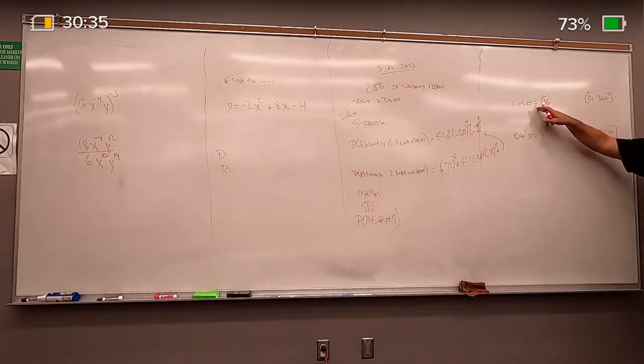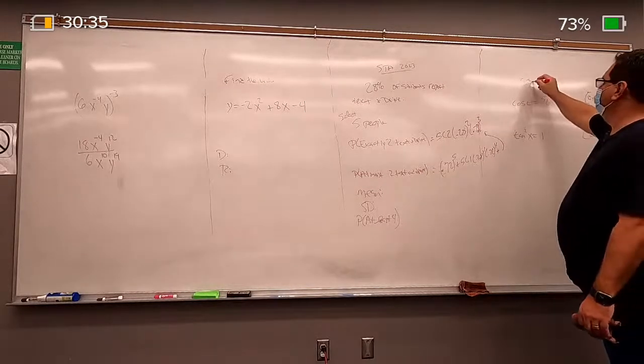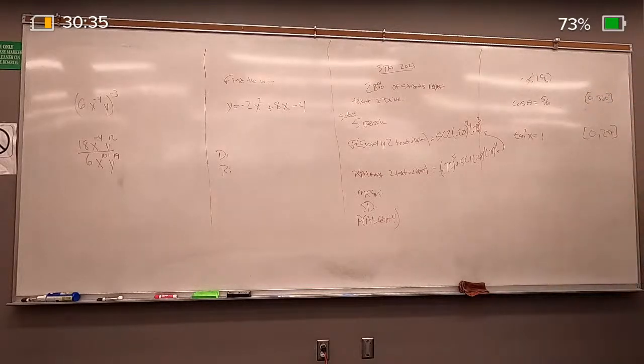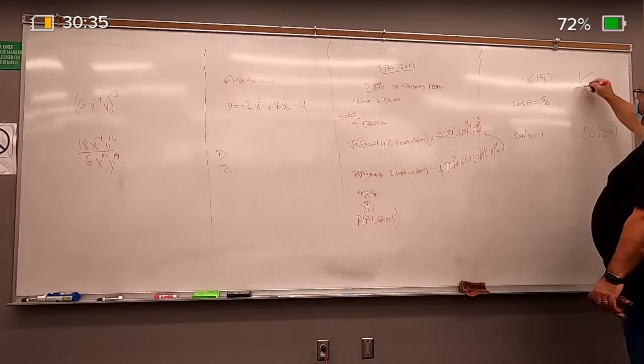This one you're going to use the calculator, right? Make sure you're in degrees. You're going to do arc cosine 5/6. All right, and what do you get? 33.6. Confirmation? Yeah. Now, cosine is positive in quadrant 1 and quadrant 4.